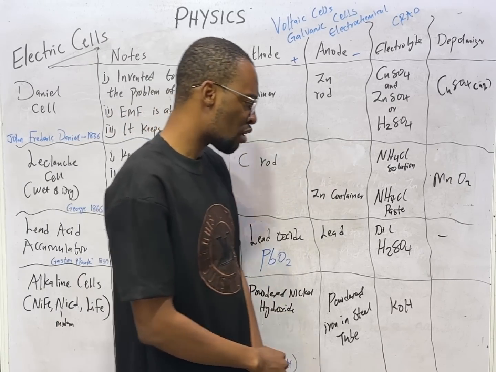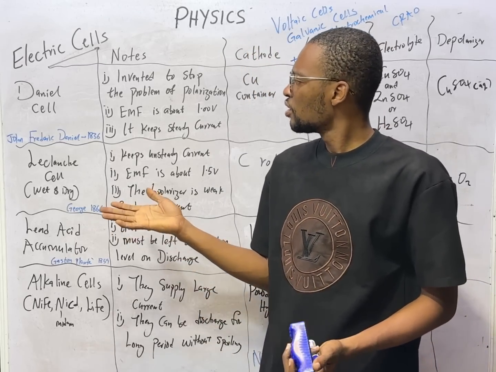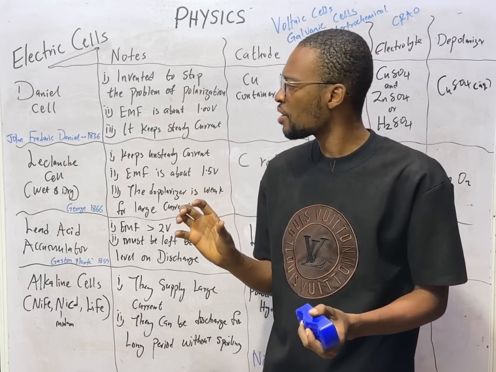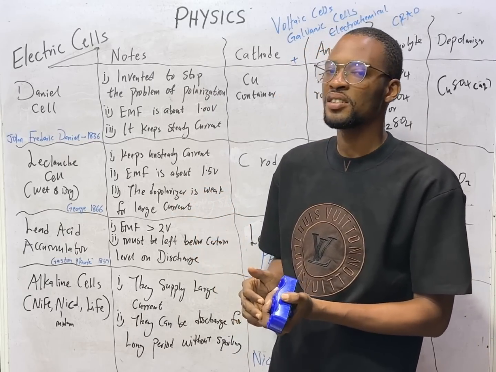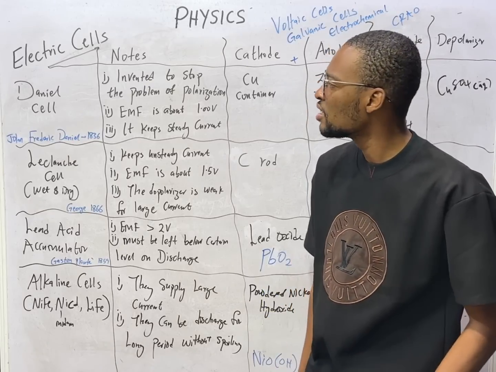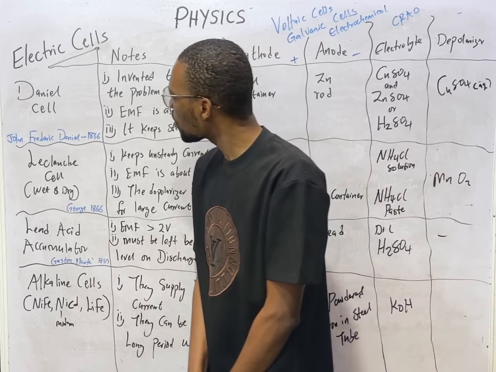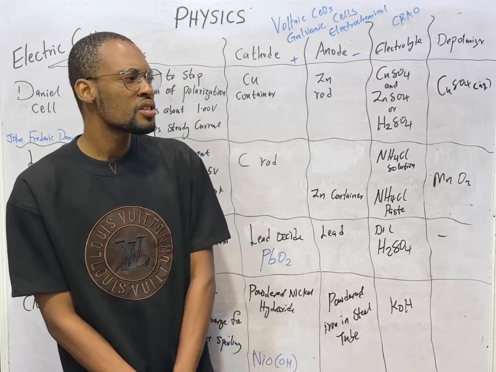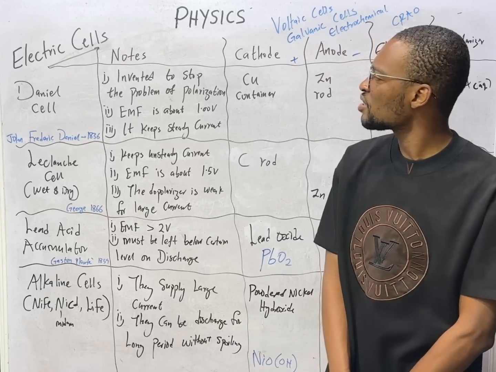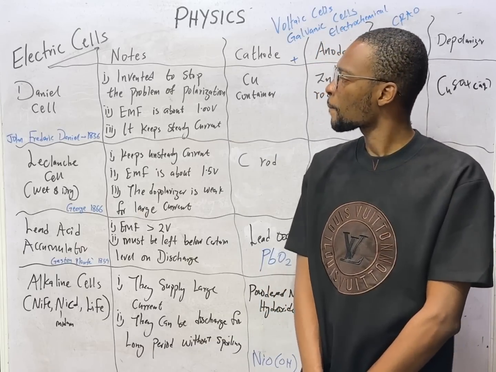Let's enter our business for today. Daniel cell. The Daniel cell is a primary cell invented by John Frederick Daniel in 1836. Now, the focus of this Daniel cell is to see if it's possible to look at the issue of polarization, or a way of stopping polarization.